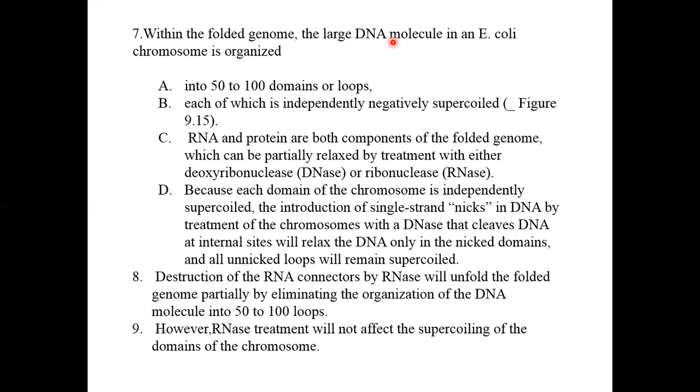First, the circular DNA is organized into 50 to 100 loops, and further, each loop contains its own supercoiling structure. RNA and proteins are both components of the folded genome, and it can be partially relaxed by treatment with either DNases or RNases. Because the DNA contains loops, when a nick is generated, only the nicked part will be relaxed.